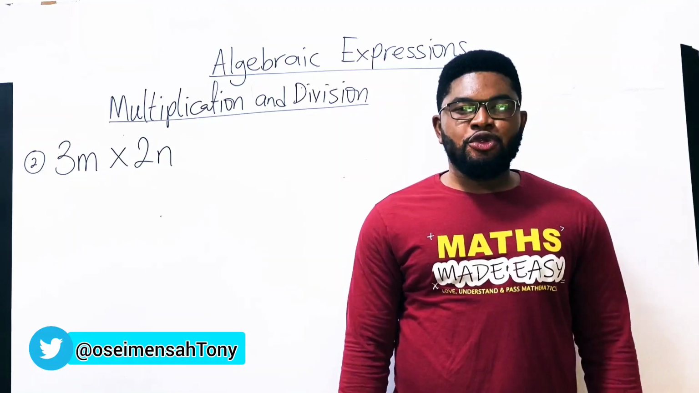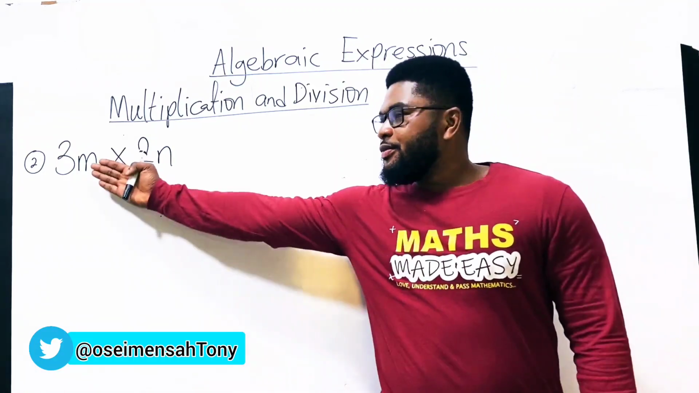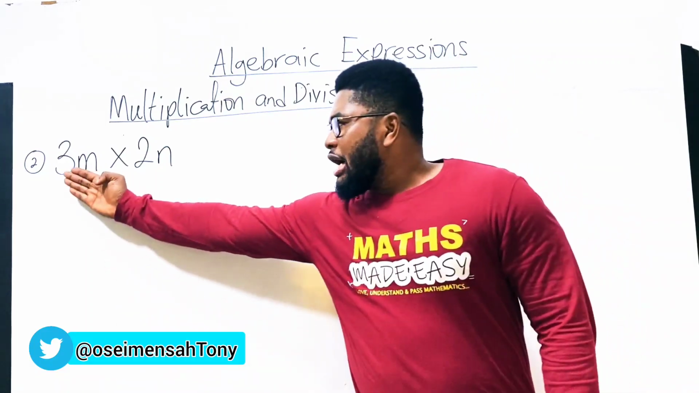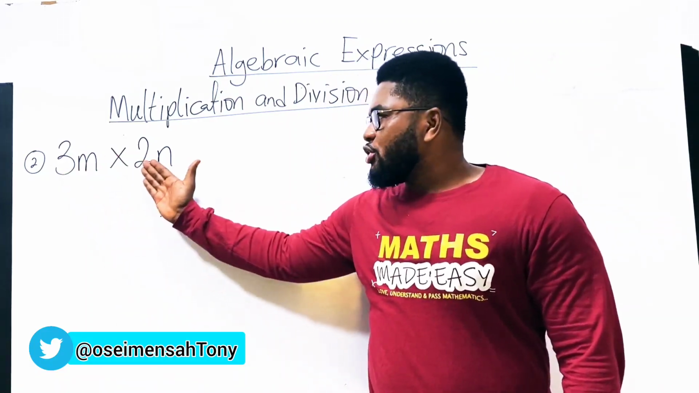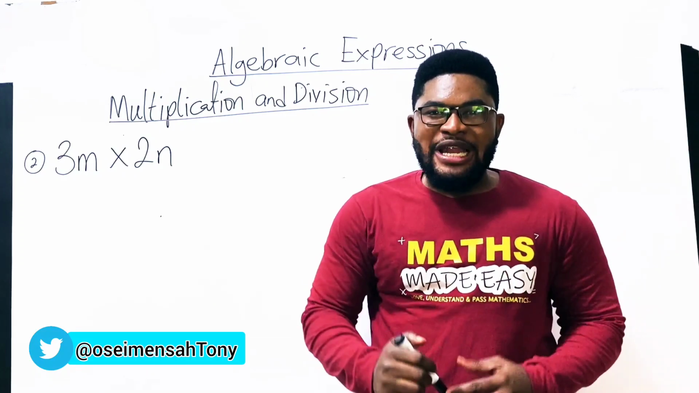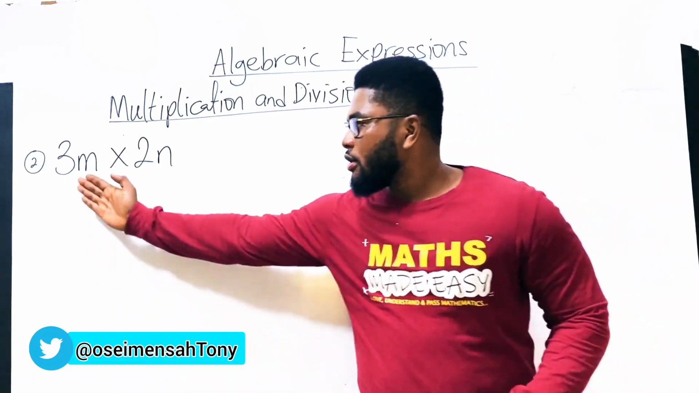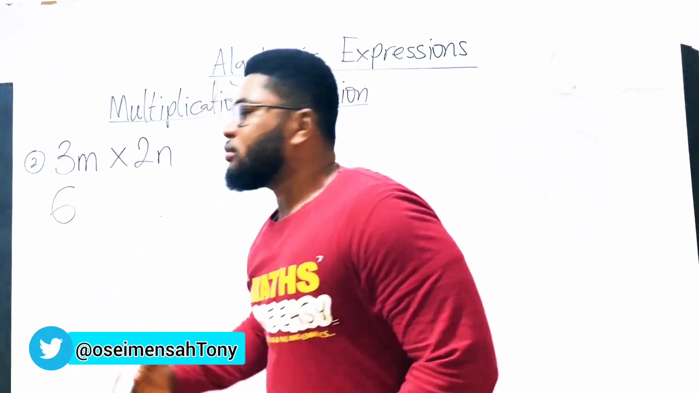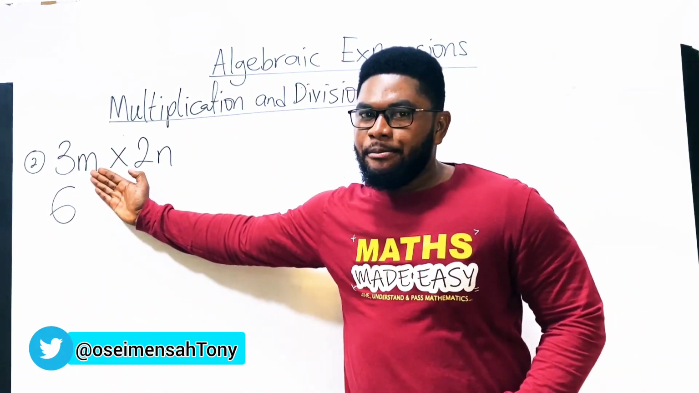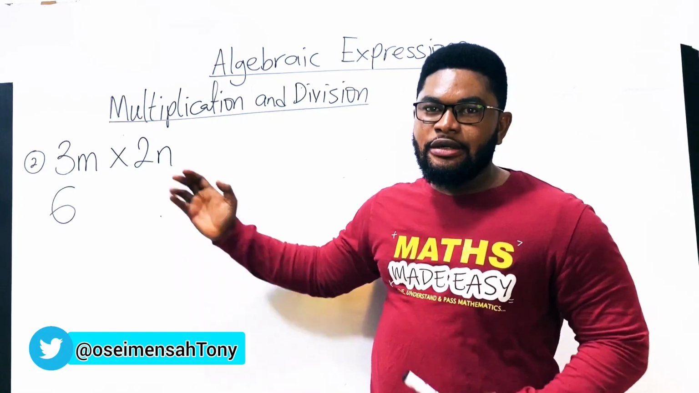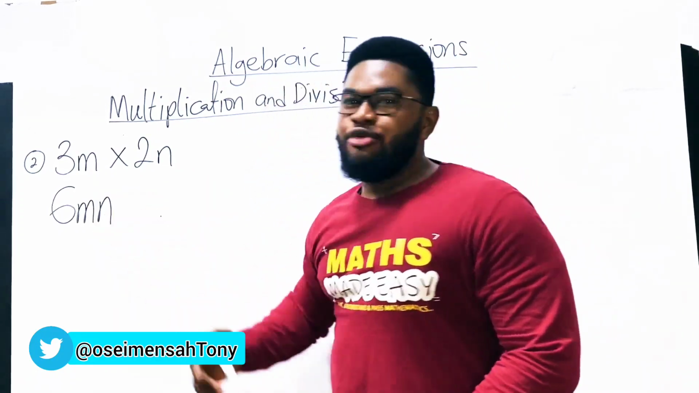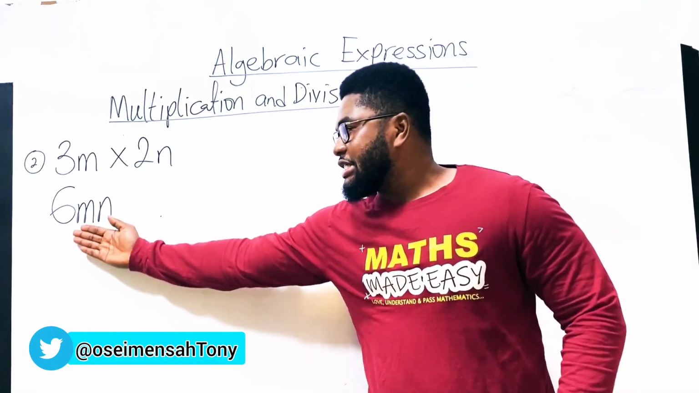Let's take example 2. We have 3m times 2n. Now, 3 is a coefficient and 2 is also a coefficient. Let's multiply the coefficients first. 3 times 2 is 6. Variable m times n is mn. Bringing our final answer to 6mn.